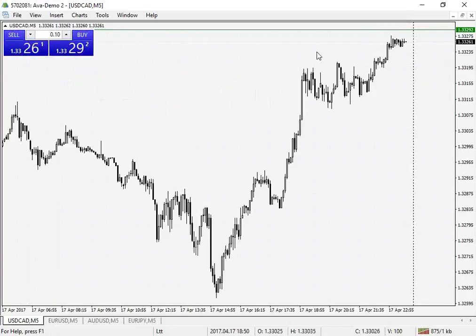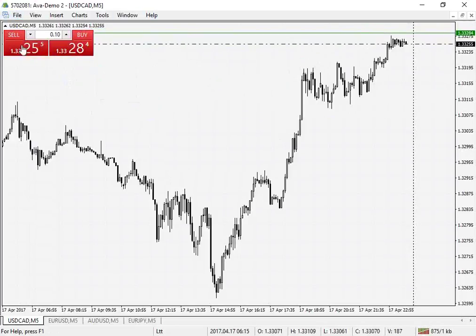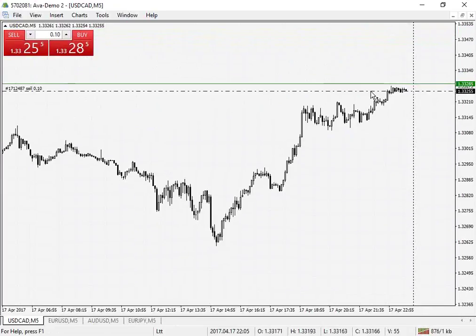Okay, so I'm going to place an order. Let's say I was a seller. I click the sell button. There's my order now. I've now executed a trade. So there's my sell order.